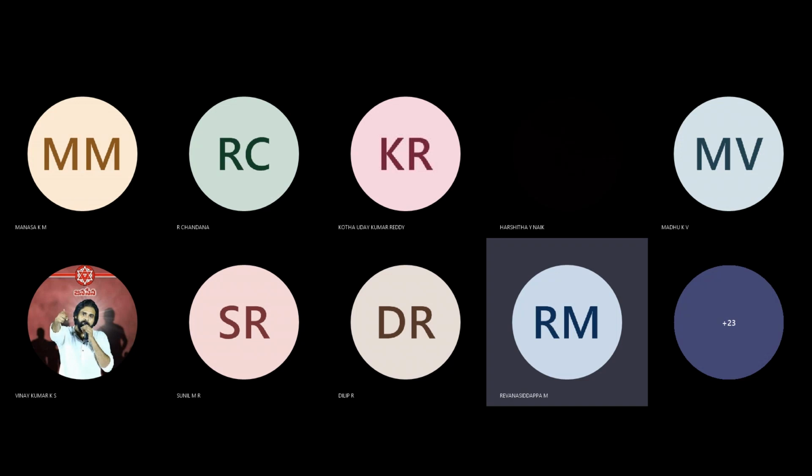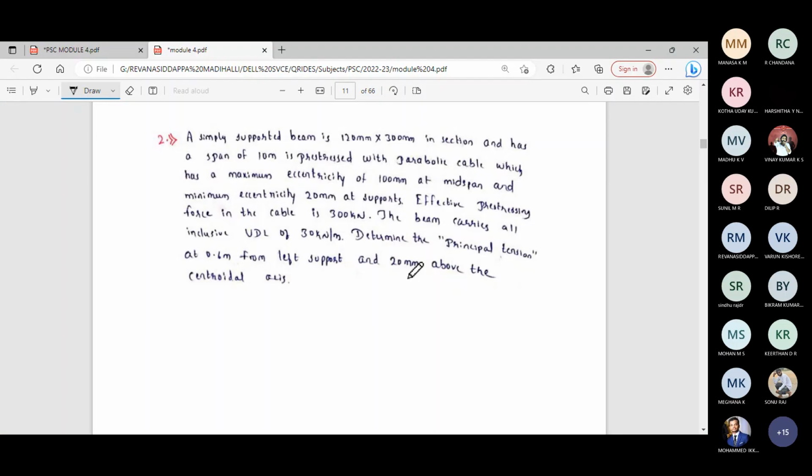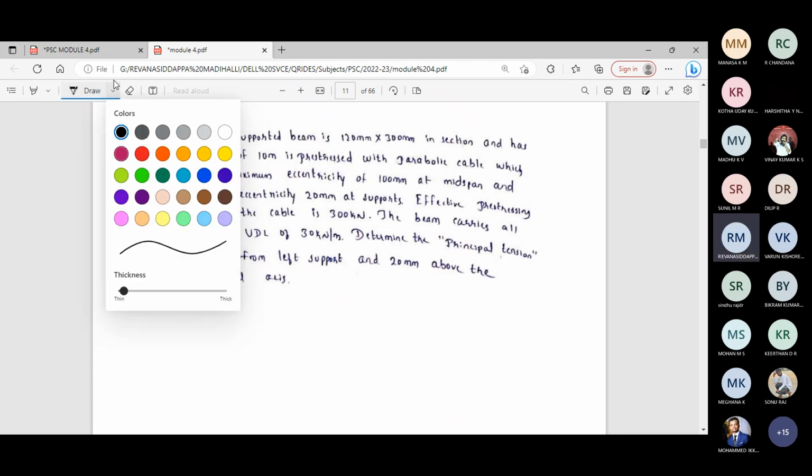Copy this from the problem. All of you go through the problem solution.